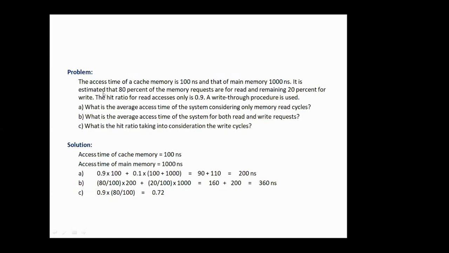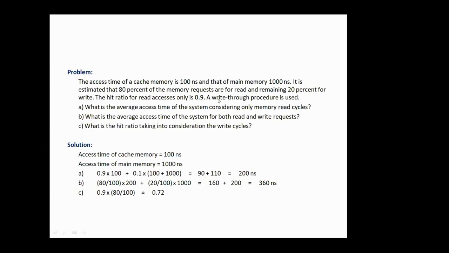and it is estimated that 80% of the memory requests are for read and 20% for write. So when the CPU generates the address, 80% of the time it wants to read and 20% of the time it wants to write into the memory. And it is given that the hit ratio for read accesses only. So this 80% for which it wants to read, the hit ratio is given, and that is 0.9.